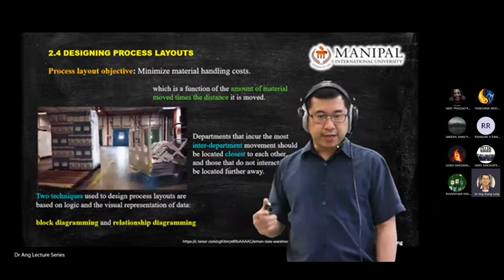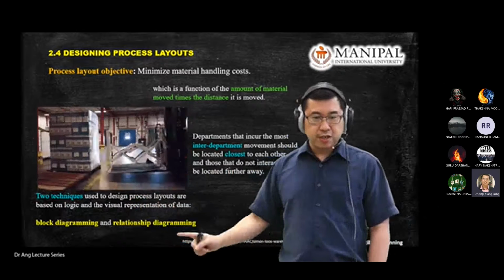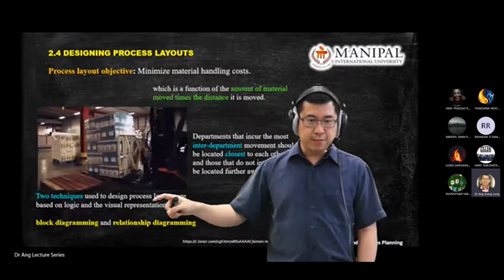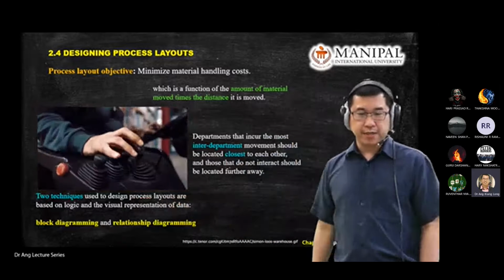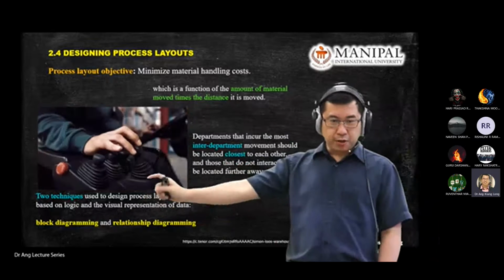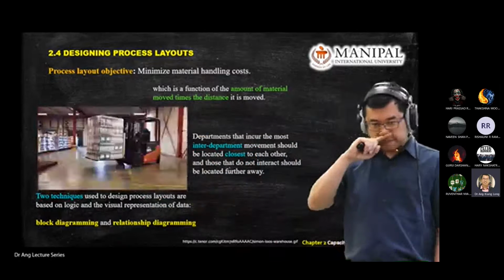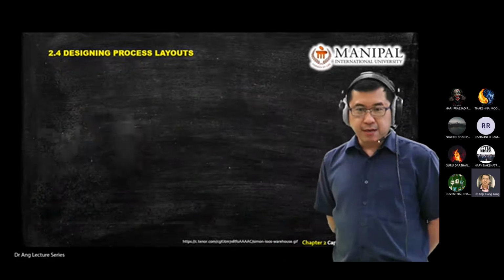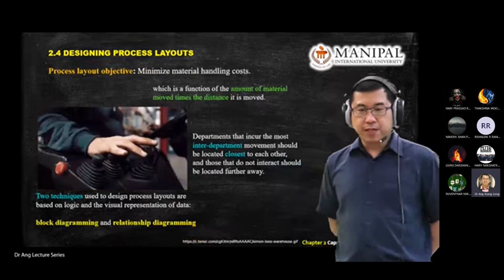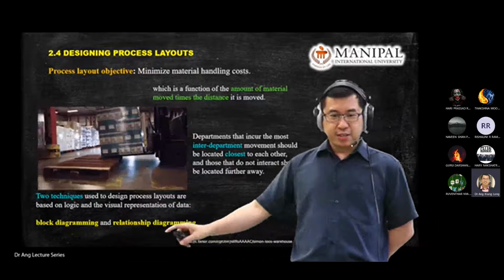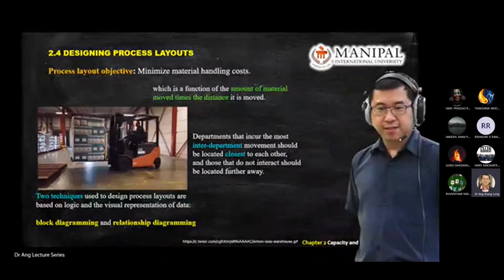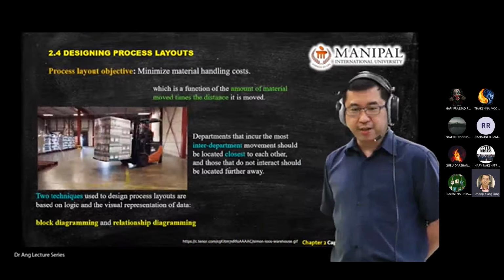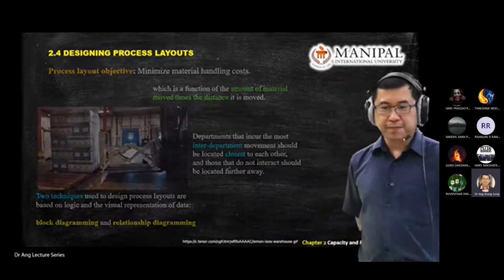We will use two techniques here. Today we'll do one of them. Two techniques to design process layout: block diagramming and relationship diagramming. Today we look at block diagramming first. What is block diagramming? Just for info, relationship diagramming will not be the focus of our module, so we are focusing on the block diagram. I'll still show you what relationship diagramming is later on. We'll focus more on block diagramming.